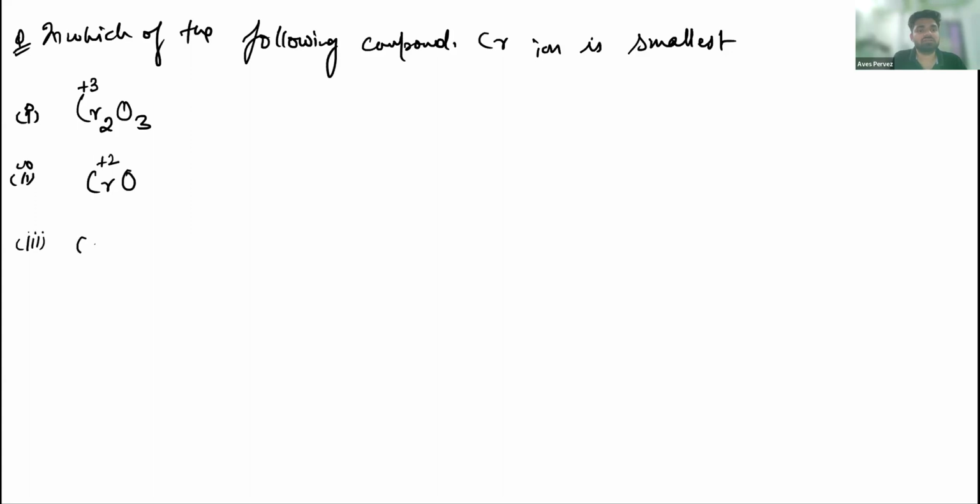Third is CrO2. Here chromium is going to have a +4 charge. And the fourth one is K2Cr2O7. Here chromium is going to have a +6 charge. Tell me in which of the following the chromium is going to have the lowest size or the smallest size. Tell me, this is simple.